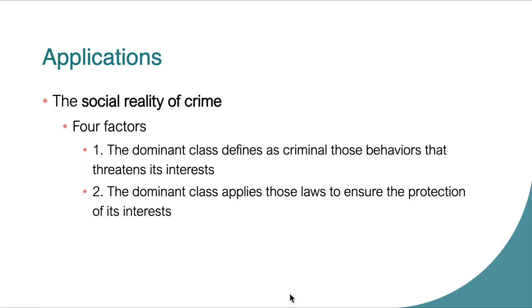So, under social reality theory, he has the social reality of crime. With that, he says that there are 4 factors that produce the capitalist society's high crime rate. Number 1 is the dominant class defines as criminal those behaviors that threaten its interest. So basically what this means is criminal laws are mostly made by the powerful. And that's what he thinks is the problem, because there is an inequality between the powerful and the powerless.